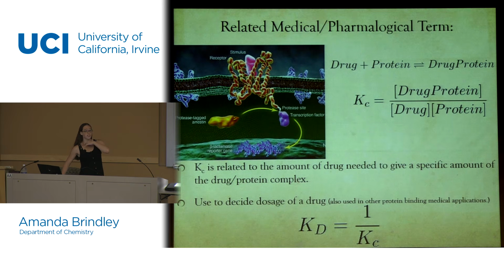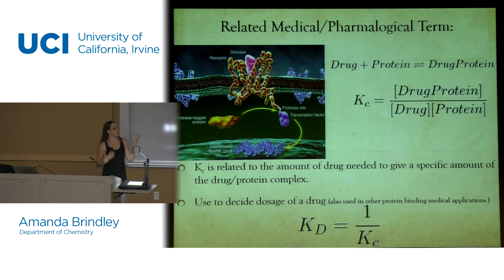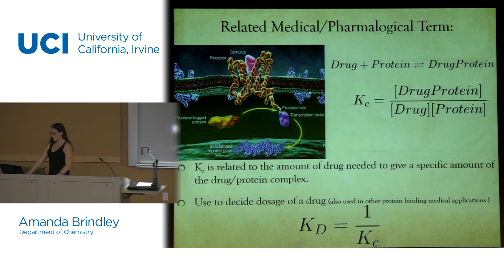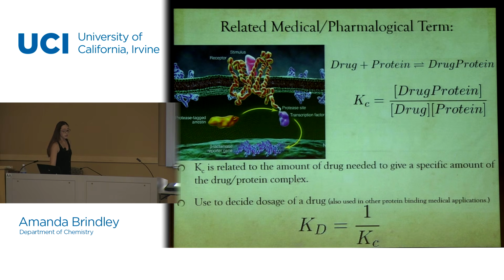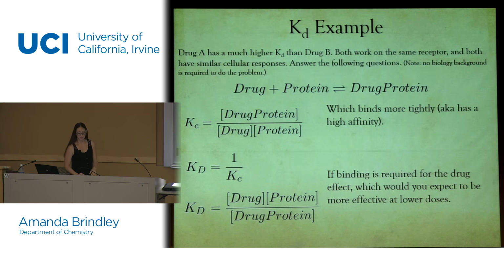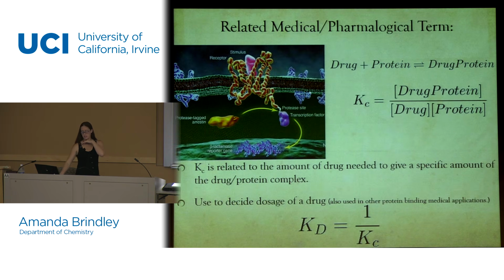Now, let's just use our incredible problem solving to answer a couple of questions, okay? You don't have to have a huge background in biology to do this. You just have to look at the numbers and know that Kd is equal to 1 over Kc. Let's do an example. We have 2 drugs. We don't really care what they are. I've named them A and B. A has a much higher Kd than drug B. If its Kd is higher, what does that mean about its Kc? It's lower, right? Because as one goes up, the other goes down.